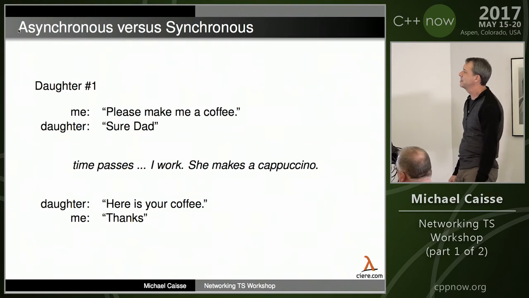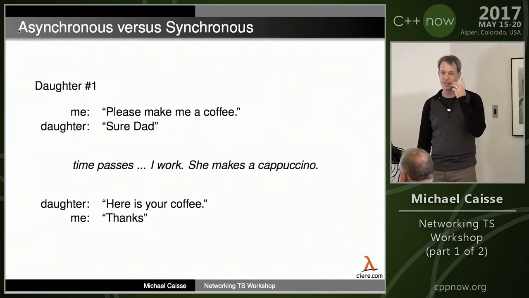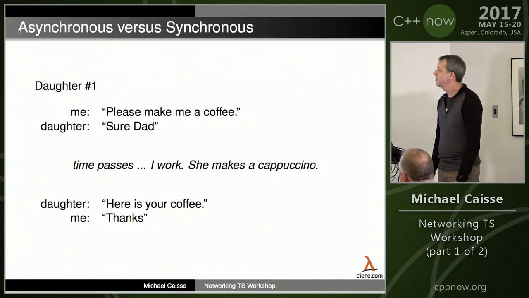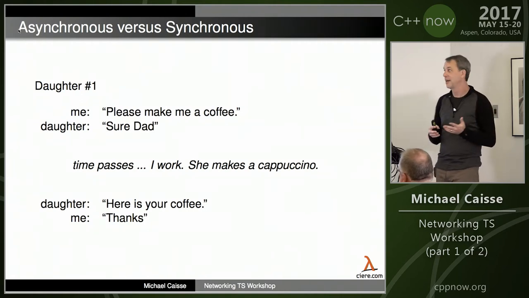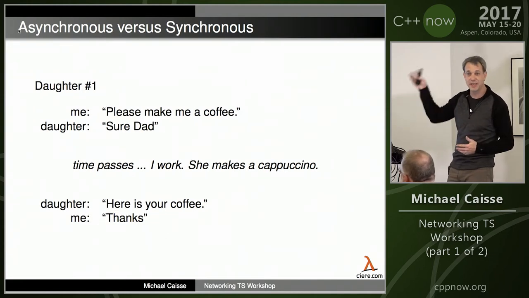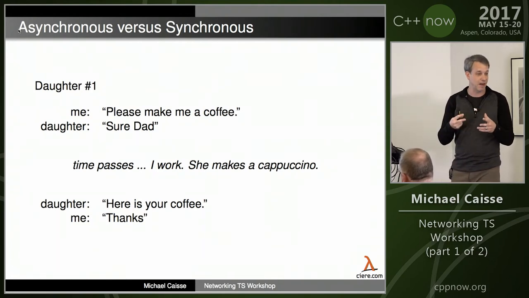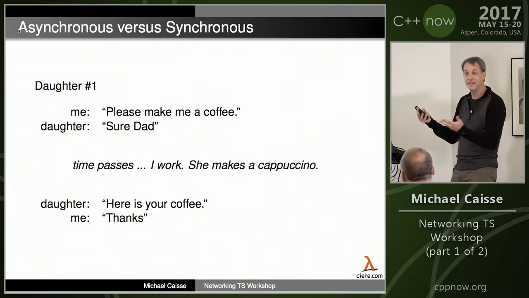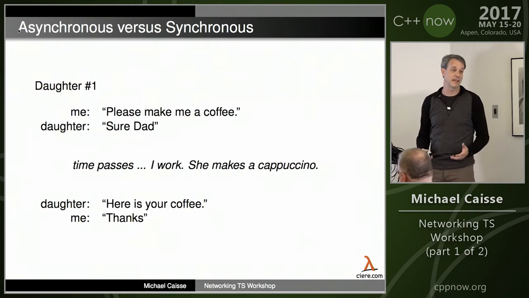So let's talk about synchronous. I actually wrote this slide 7 years ago. My daughters were younger then, 7 years younger, in fact. Daughter number one, I would say, hey, please make me a coffee. And she'd say, sure, Dad. Time would pass. She would go off, make a cappuccino. I could hear the machine frothing milk in the background. It was wonderful. Eventually she would show up with the cup of coffee and hand it to me, and say, here's your coffee. And I say, thank you. This was an asynchronous transaction. I got to continue working at my desk and doing things while the coffee was being made. This was awesome.